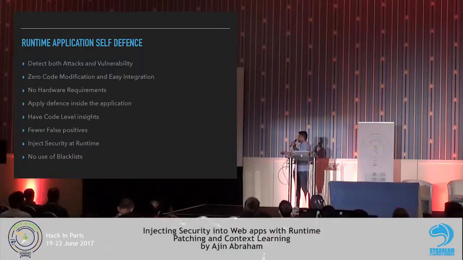It should have zero-code modification and easy integration. This is one important point of a RASP: a RASP product should not ask you to modify your code to add security to it. And there is no need for any extra hardware. It should be able to apply the defense inside the application, not around the application or outside it, like what a WAF does. And it should have code-level insights, like it should be able to tell you that this particular line of code has an issue, the attack payload tried to reach here, and this is the place where the issue is, so you need to fix it here. And obviously, it injects security at runtime and there is no use of a blacklist.